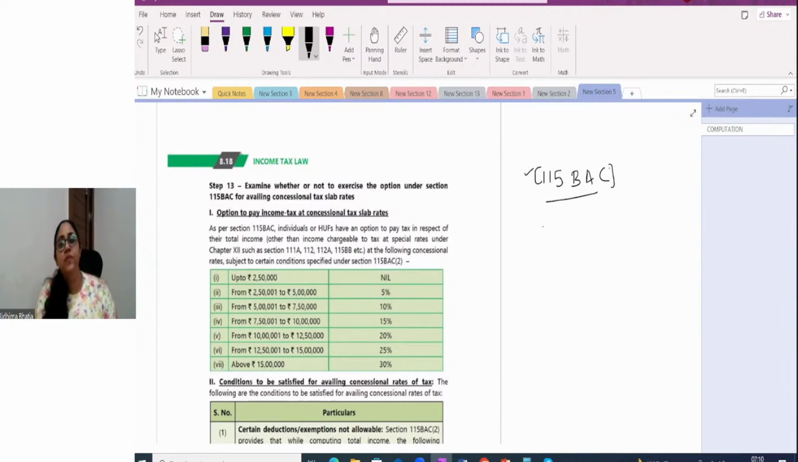So the government made a very smart move. What they did, they introduced a new section altogether. This is now called a new tax regime. Though it is two years old, it is called a new tax regime. Why is it called new tax regime? Or it's called an alternate tax regime.